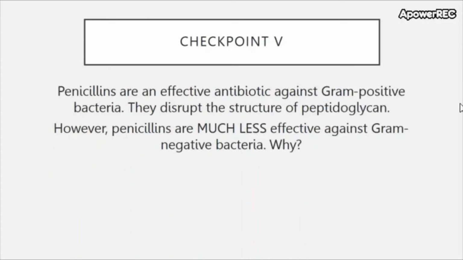All right, checkpoint 5. Penicillins are an effective antibiotic against gram-positive bacteria. They disrupt the structure of peptidoglycan. However, penicillins are much less effective against gram-negative bacteria. Why?